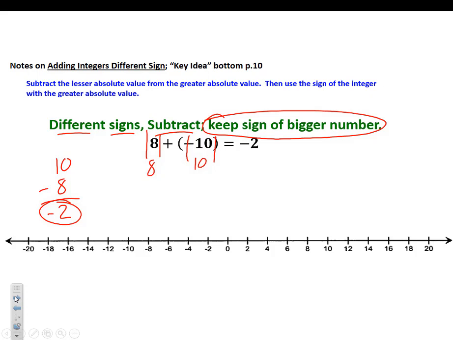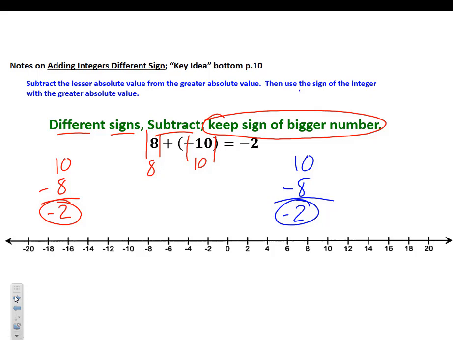We are just going to say, different signs subtract. I'm going to subtract just the way I was taught in elementary school. I've got 8, I've got 10. I'm not looking at the signs. I'm not looking at anything. I'm just going to look at the numbers. And I'm going to say 10 minus 8 is 2. Keep the sign of the bigger number. 10 is bigger, it's negative, so the answer is negative 2. Bingo.